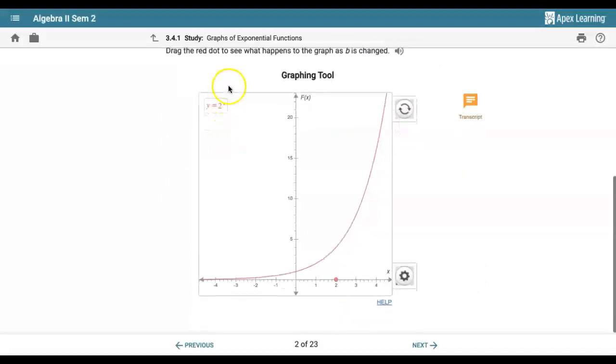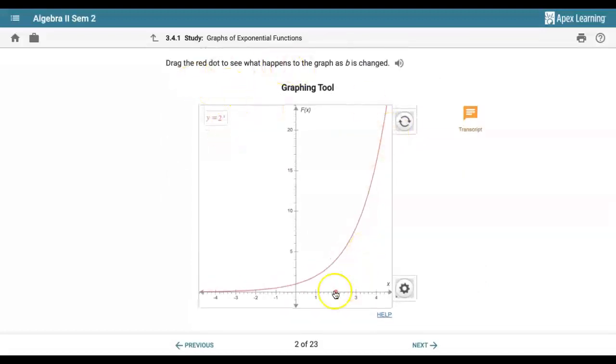And here it is saying we can click and drag the red dot to see what happens when our b value is changed. So right now our b value is 2. If I make it 4, obviously it increases faster. If I make my b value between 0 and 1, obviously we have that decay function. And again, we don't go any farther than that. We can't go over here in this negative region because, again, that's where our graph becomes undefined in locations. So we're going to deal with, obviously, positive values for our base.